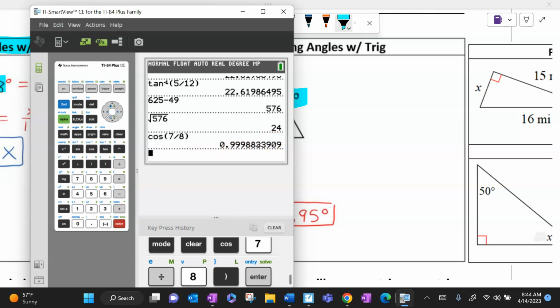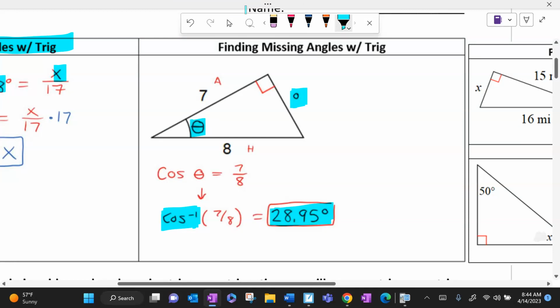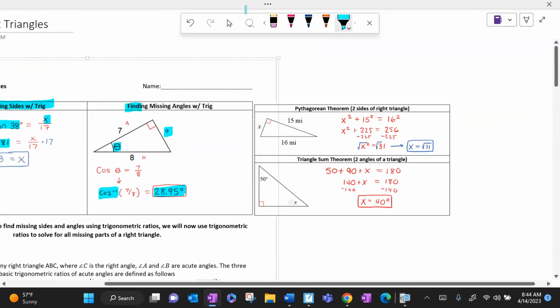Less than 1 degree? Probably not. So that's a big clue. Don't forget, you have to hit second and then cosine, telling the calculator, "Hey, I'm plugging in the relationship between the two sides. I'm plugging in the ratio. Can you please work backwards to spit out the angle?" And in this case, you get about 29 degrees, almost. So that's finding missing angles.